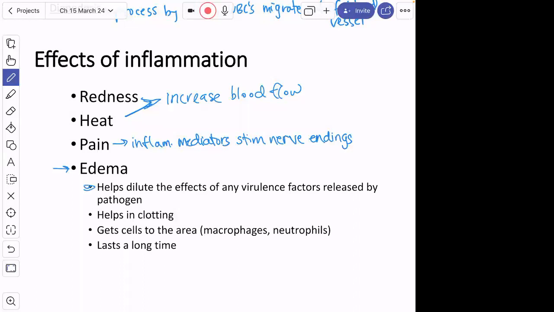Okay, that fluid that leaves the blood vessels and enters into the tissues, what good does that do? That's going to help dilute any kind of virulence factor that the microorganism produces. We talked about how some bacteria might secrete some extracellular enzymes or some toxins. So it's going to dilute that effect. It's going to help clotting if it's some kind of injury. It's going to facilitate the quick movement of cells to the site of infection. So instead of macrophages having to move by amoeboid motion, they can go with the flow of that fluid.